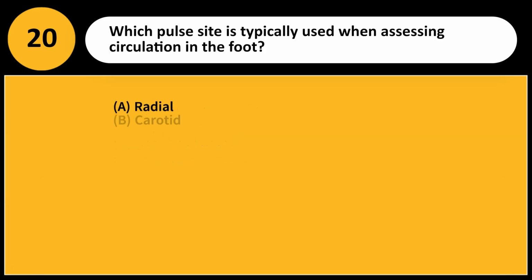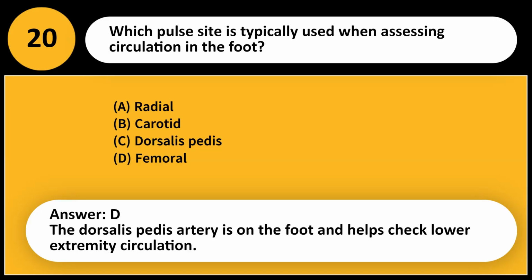Which pulse site is typically used when assessing circulation in the foot? A. Radial. B. Carotid. C. Dorsalis pedis. D. Femoral. Answer D. The dorsalis pedis artery is on the foot and helps check lower extremity circulation.